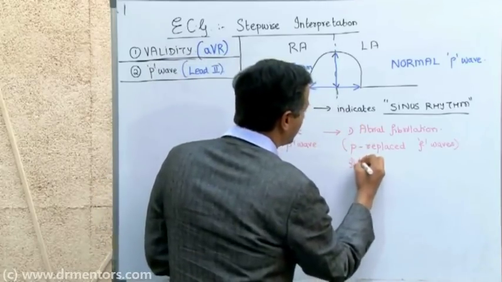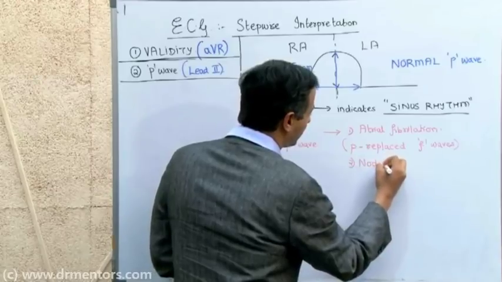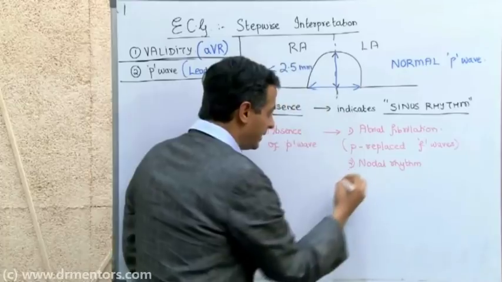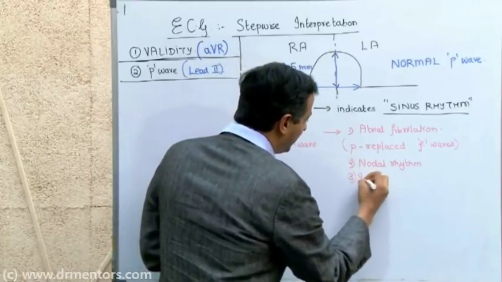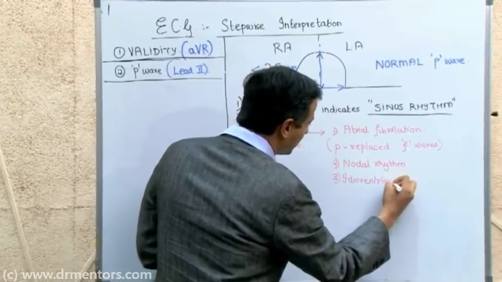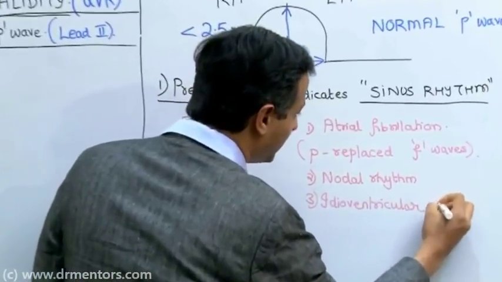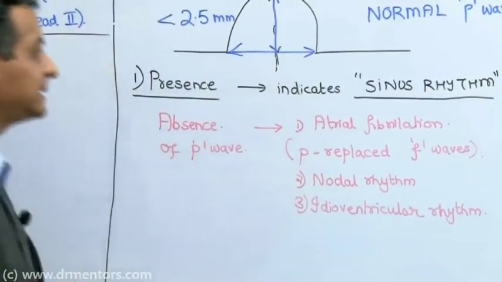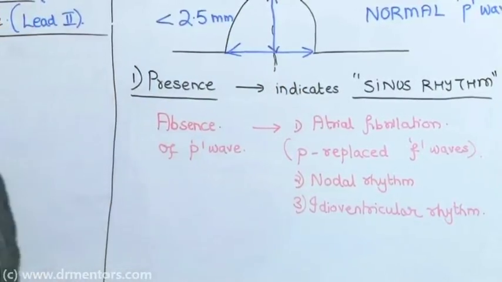Number 2, it could be nodal rhythm, AV nodal rhythm, or idioventricular rhythm, which means it is not a sinus rhythm. Idioventricular rhythm can be identified if there is absence of P wave in lead 2.